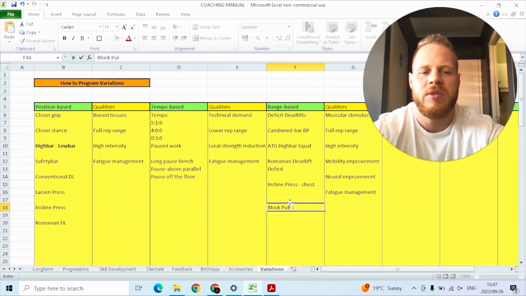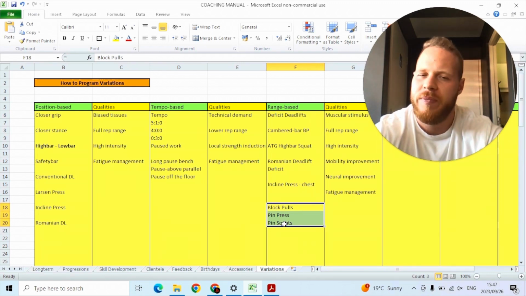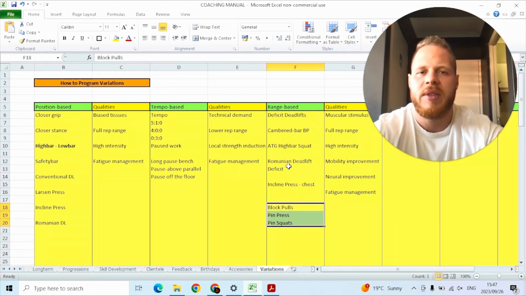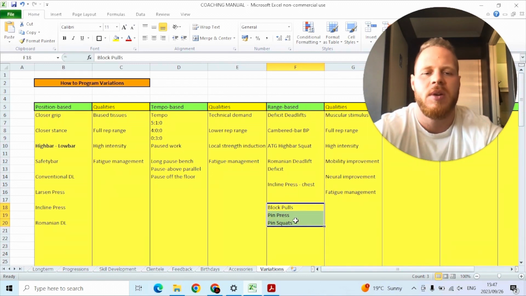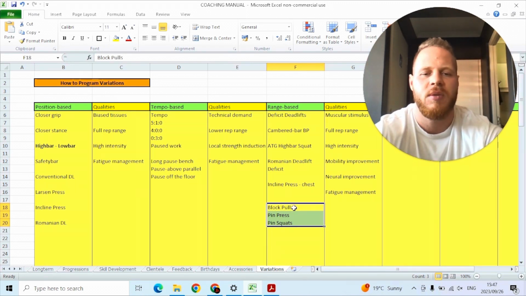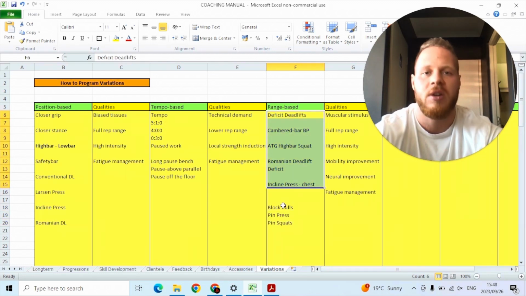Things like block pulls, pin presses, and pin squats will fall in the same category. Not a big fan of them, really, but yes, they do fall under this category. They do have their place, and they do have their premise. We're not really going to talk about that right now. If you really want me to, leave something in the comments or message me if you want me to particularly talk about when it's a good idea to utilize these, even though it's very scarcely used in my opinion. But for the most part, we want to increase range of motion, not decrease.